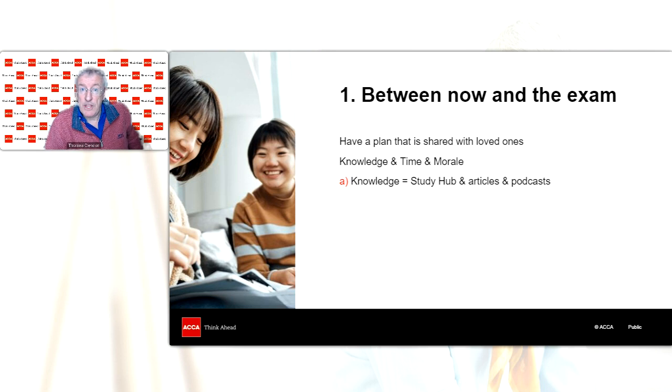3 things I think you want to think about: knowledge, time, and morale. Now, when it comes to knowledge, you can improve your knowledge. Now, I'm assuming you're not signed up. I'm assuming that you've not necessarily got a course to follow. I'm assuming that you're self-studying. Because if you're self-studying, you're the thirsty ones. And how are you going to improve your knowledge? Study Hub. Free. It's there. Articles. Video articles. They're there. Podcasts. They're there. Find them. Easy. ACCA have them. I have them. Study Hub. The knowledge is there.